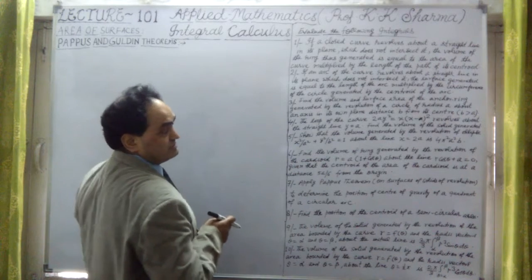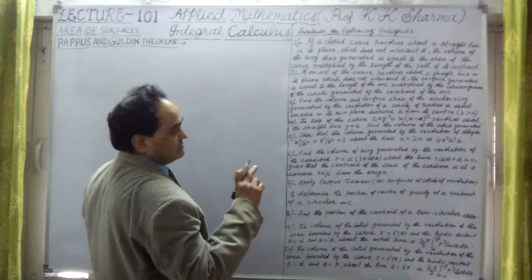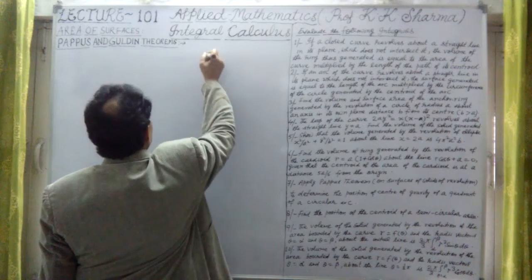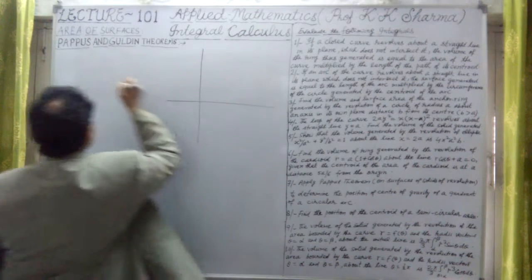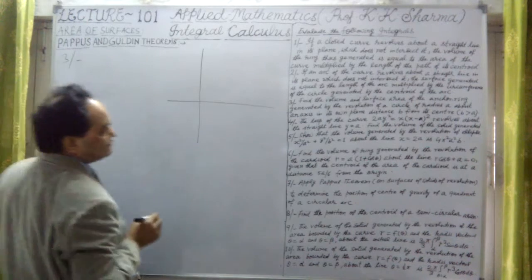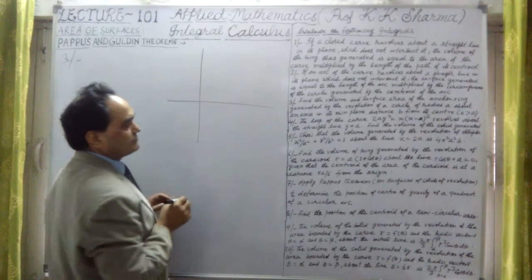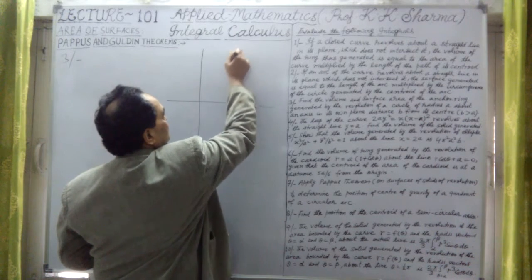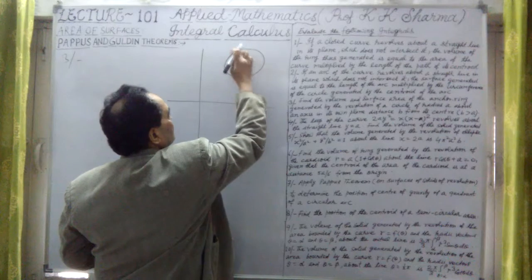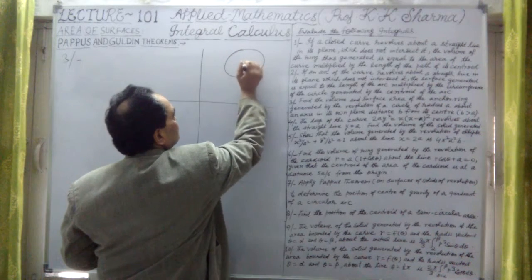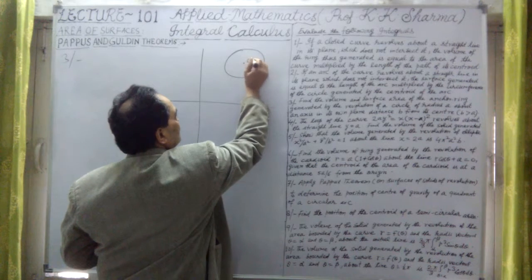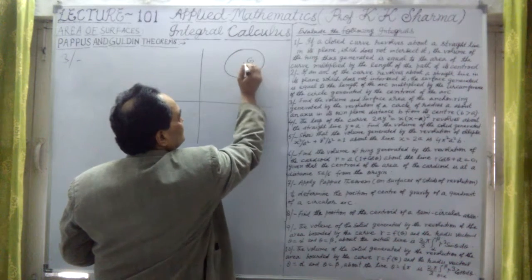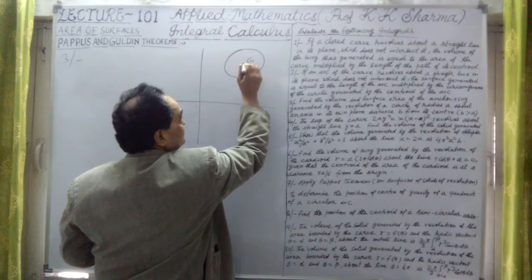Now distance b is from the center of the circle. Let me take this circle here. Here is the center, G, which is also the centroid, because the circle is a closed curve like this. The circle has its center as well as G, the centroid.